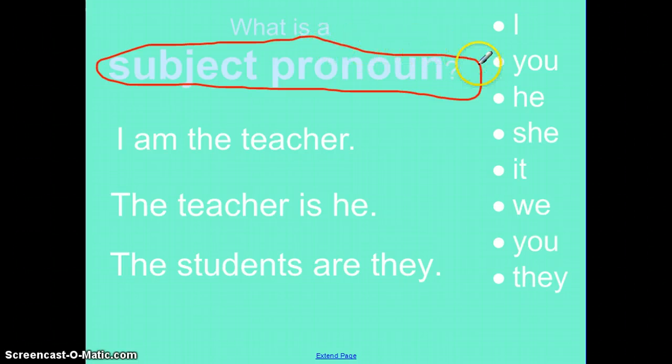So, subject pronouns, and these are the subject pronouns that you need to have memorized. And we said that there were two jobs that a subject pronoun can do, and that is the subject and the predicate pronoun, which takes the place of a predicate noun. So, all three of these ideas should be highlighted on your notes.